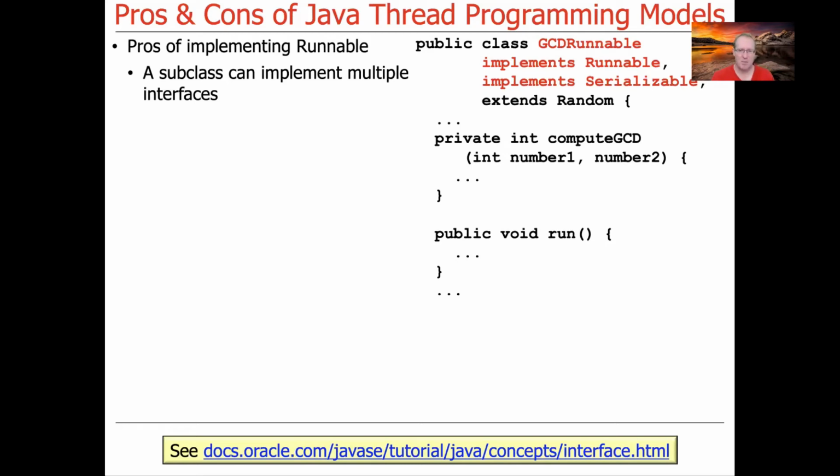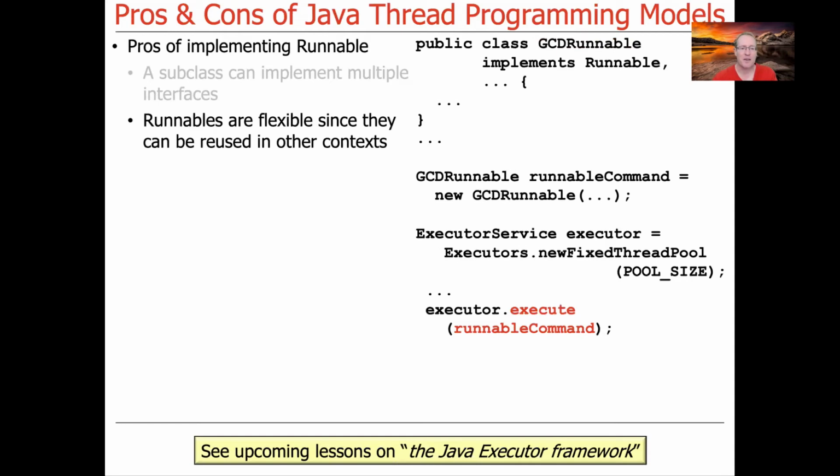So here's a very simple example just for fun. You can see that we have GCDRunnable, which could implement Runnable, could implement Serializable, could extend Random, blah, blah, blah. But the point is we could have multiple interfaces that it's going to be implementing. So that gives you some extra flexibility. And therefore, you can use some other superclass besides Thread in order to provide other things you might need. So that's, again, a bit more flexible.